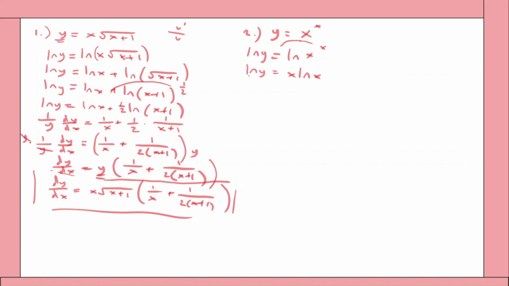So just like before, the ln of y, that's just going to be 1 over y times dy over dx. And then that's going to be equal to this one right here. To take the derivative of this, though, this is a product rule question. This is an f and this is a g. So let's just use the product rule.